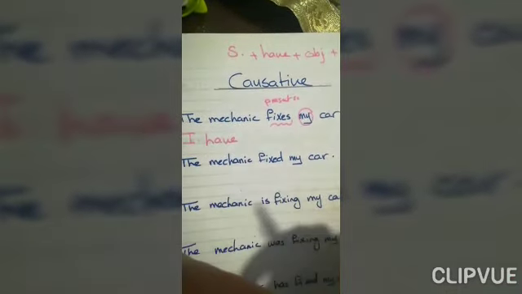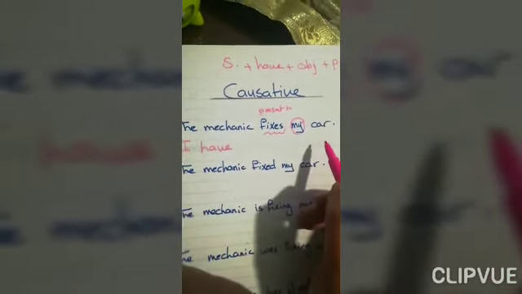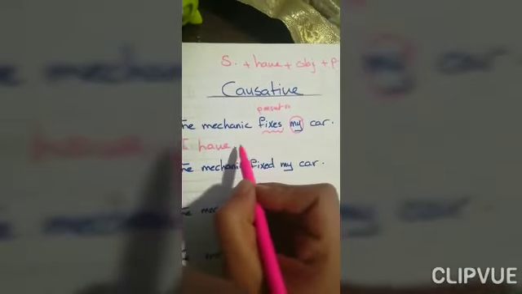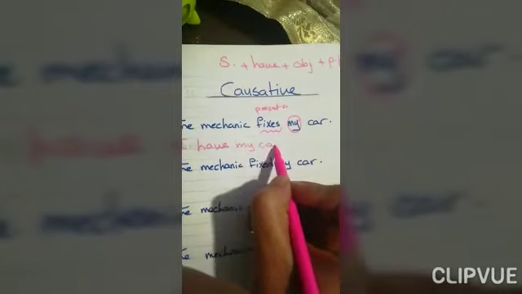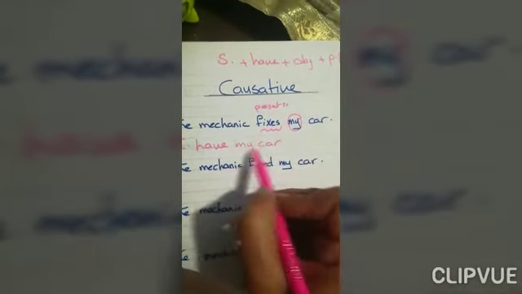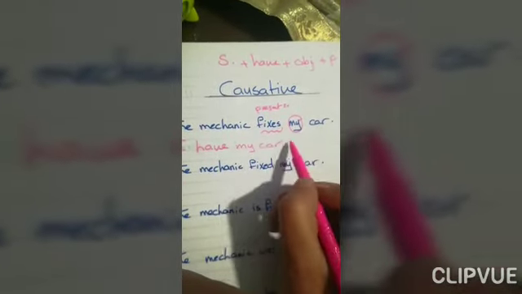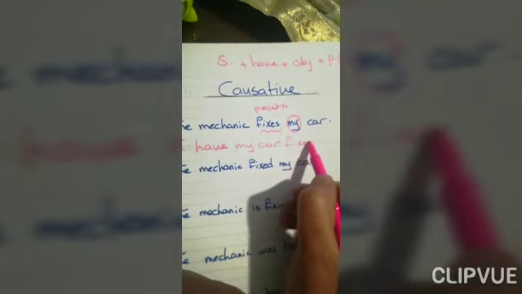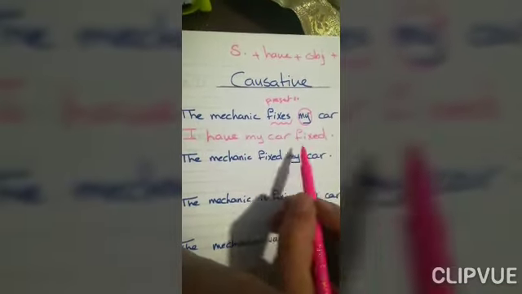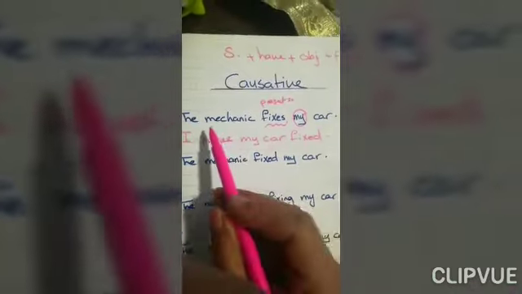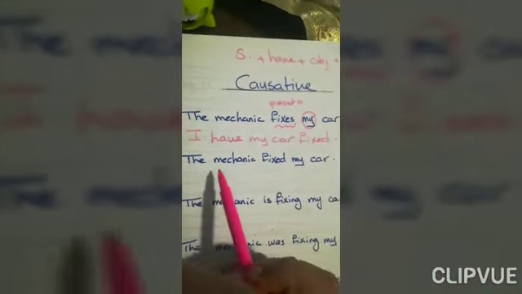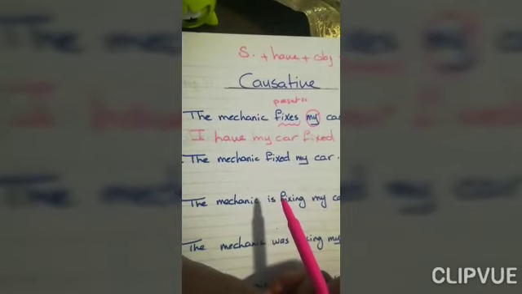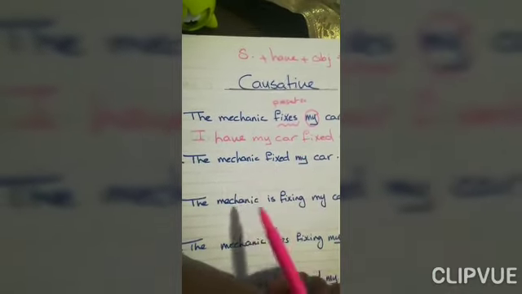I have. What is the object here? I have my car, and the past participle is fixed. I have my car fixed, which means the mechanic fixes my car. Moving to the second sentence, the mechanic fixed my car. Same sentence, I know, but you need to know the tense.